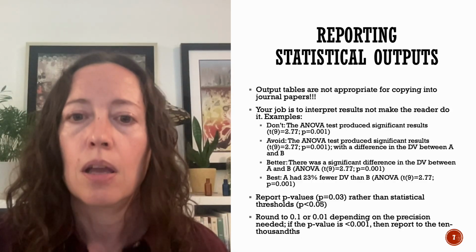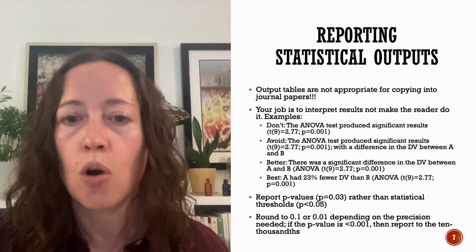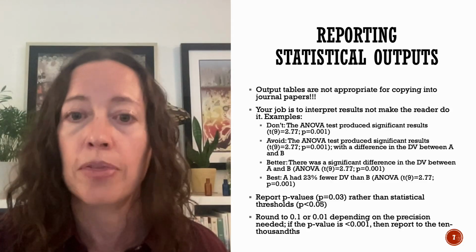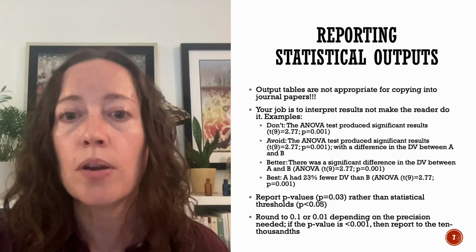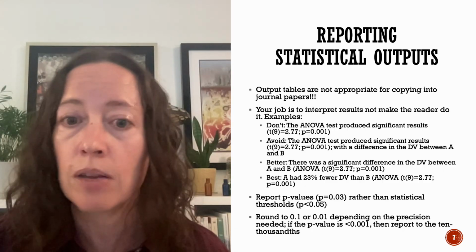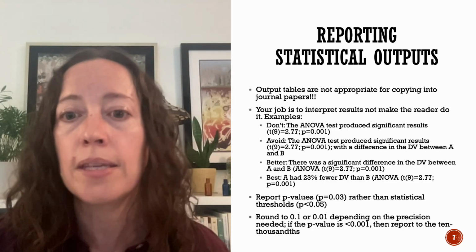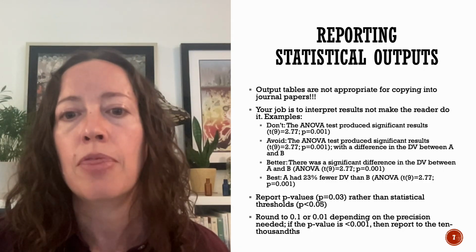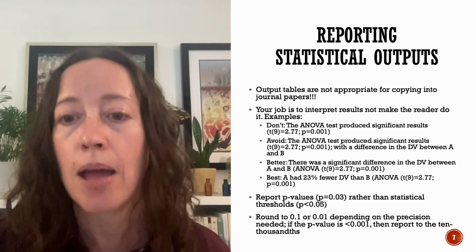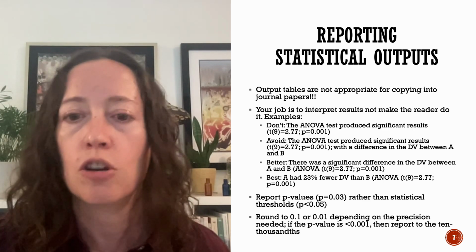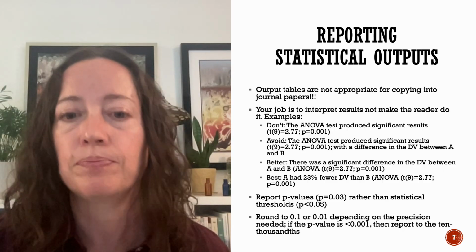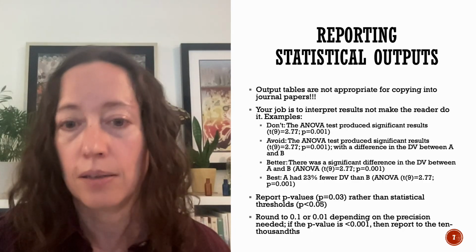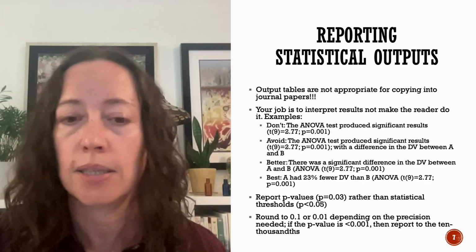Here are some examples. When you have a statistical table, don't say in the text, for example, the ANOVA test produced significant results, and then in parentheses, your parameters. You also want to avoid, for example, the ANOVA test produced significant results, again, your parameters, with a difference in the dependent variable between A and B. Better would be to write there was a significant difference in the dependent variable between A and B, and then your statistics. But best would be A had 23% fewer dependent variable than B with your statistics.